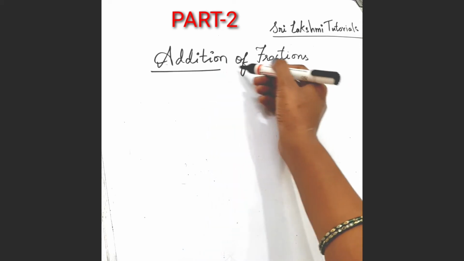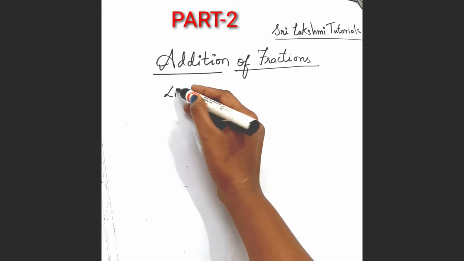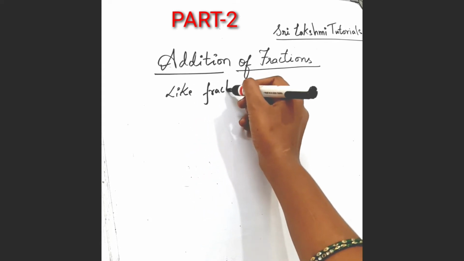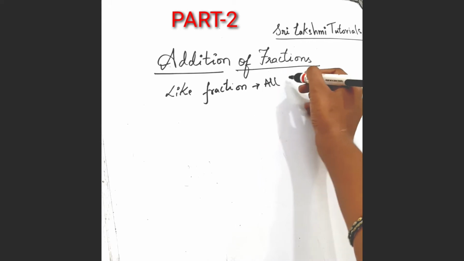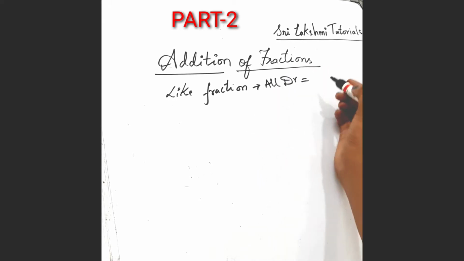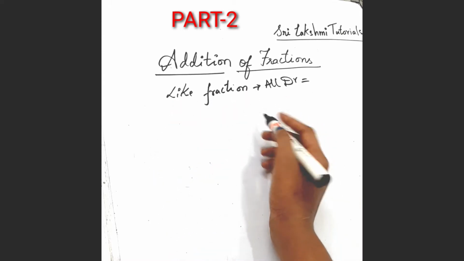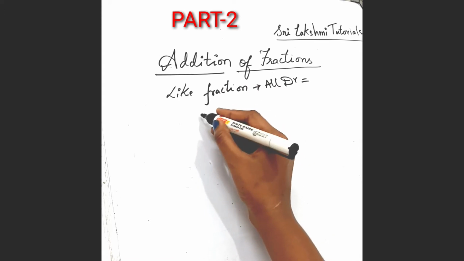Welcome back. Now we'll see the addition of fractions. How to do addition of fractions? You know what are like fractions, right? What are like fractions? The denominators are same. All denominators are equal. So those are called like fractions. So, addition of like fractions. How to do? Let's see.